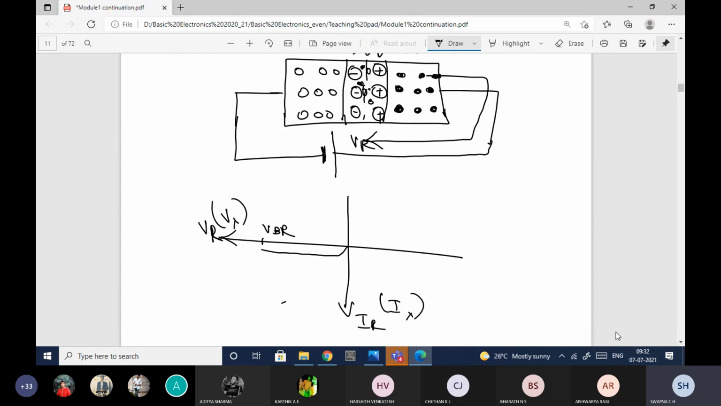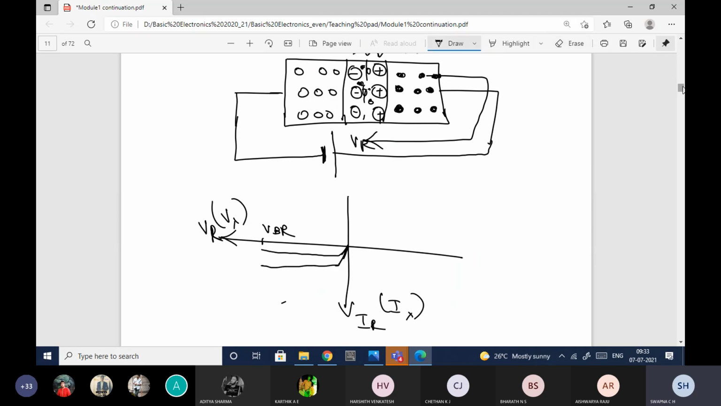So if you try to plot the characteristics compared to this one, the current when the light is impinging on the depletion region will be more. The reason behind that is I have more number of charge carriers, and that is the reason I'll have an increase in the current. Then after that it will be constant. Here also, anything you take, you should not exceed the VBR.